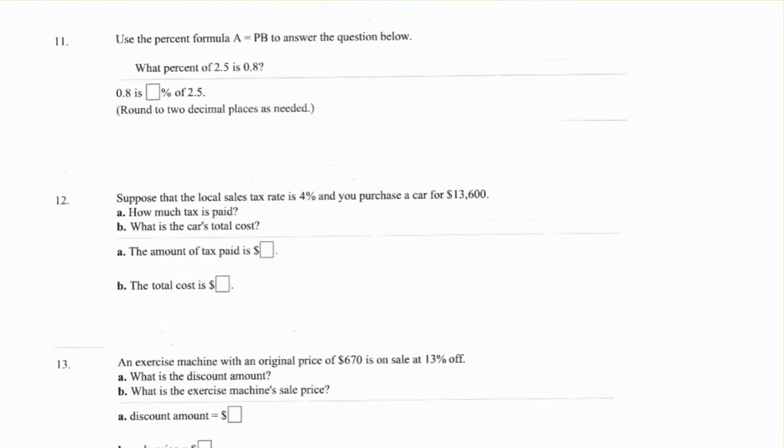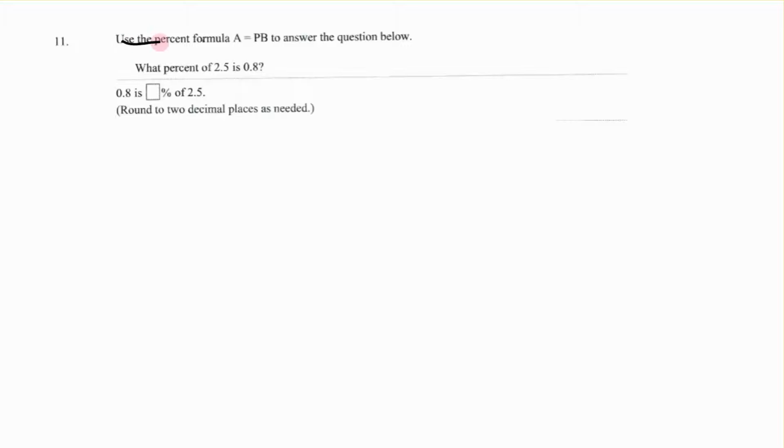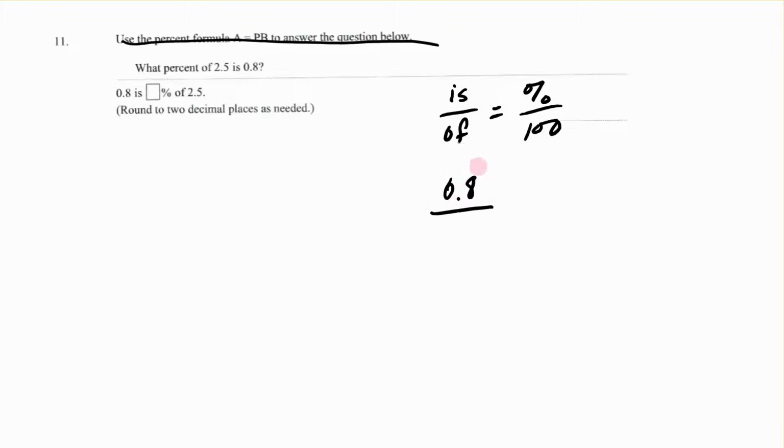All right, last one of those. Once again, I use the percent proportion. Is over of equals percent over 100. 0.8 is question mark percent of 2.5. The is 0.8. The of 2.5. The percent unknown, and it's over 100.